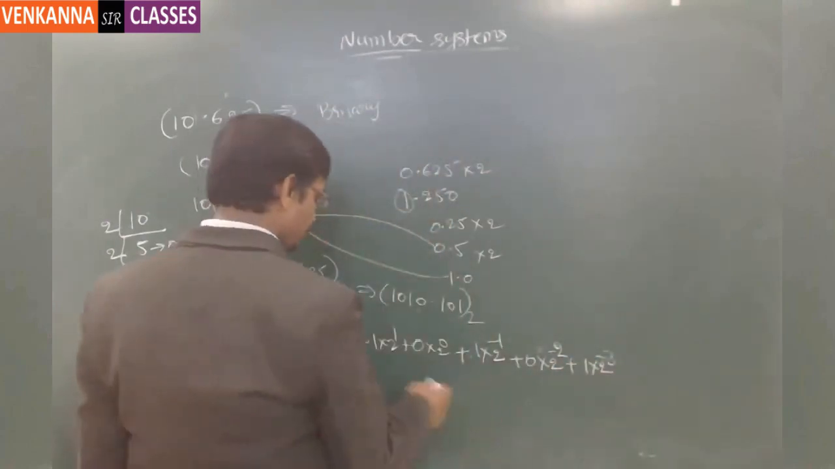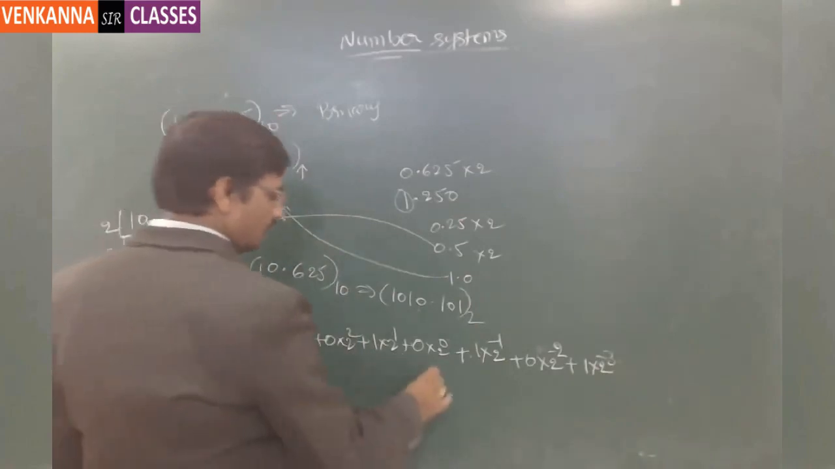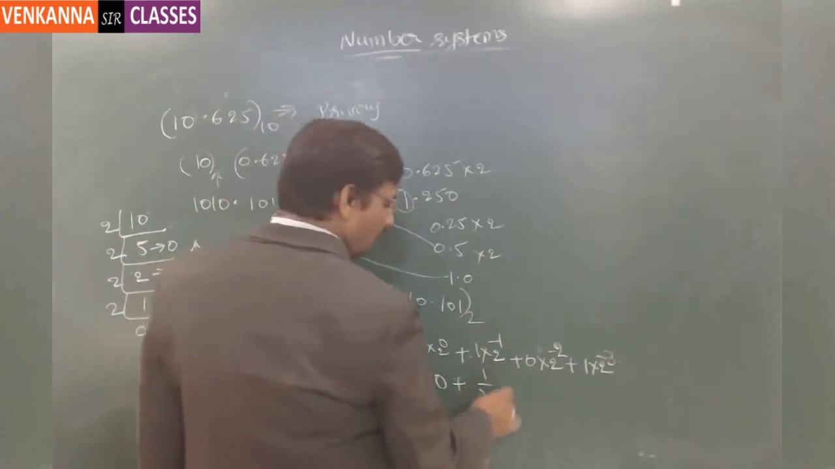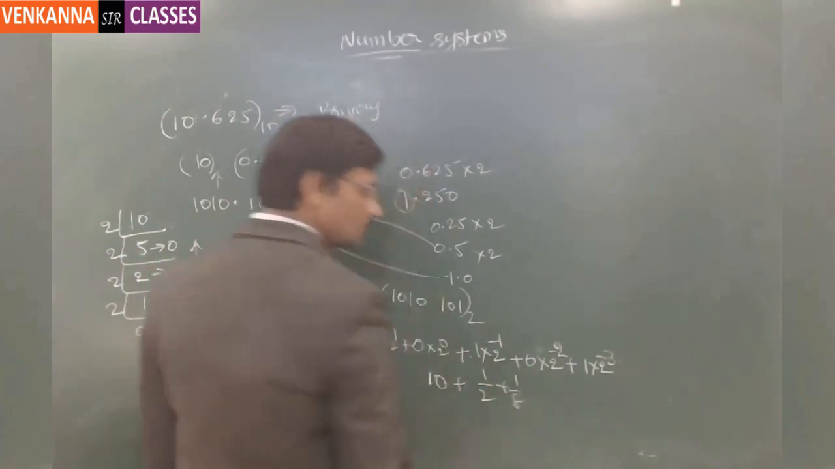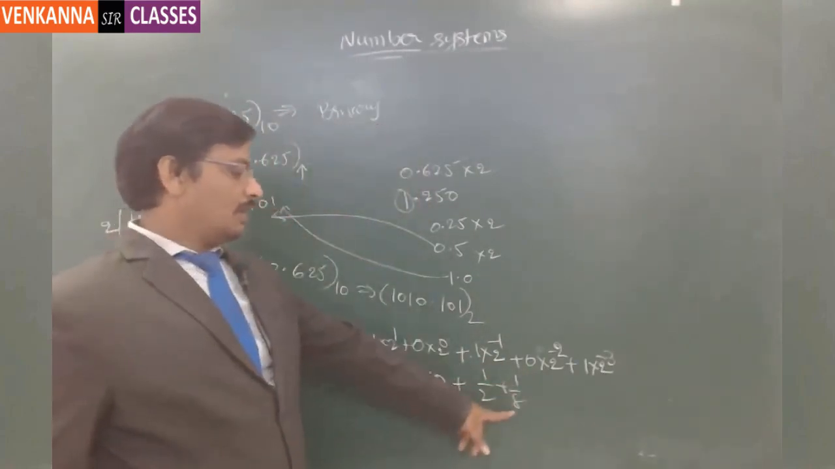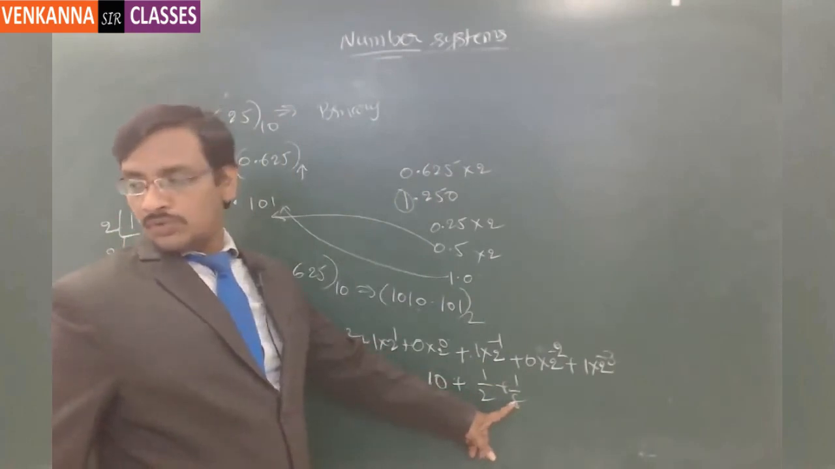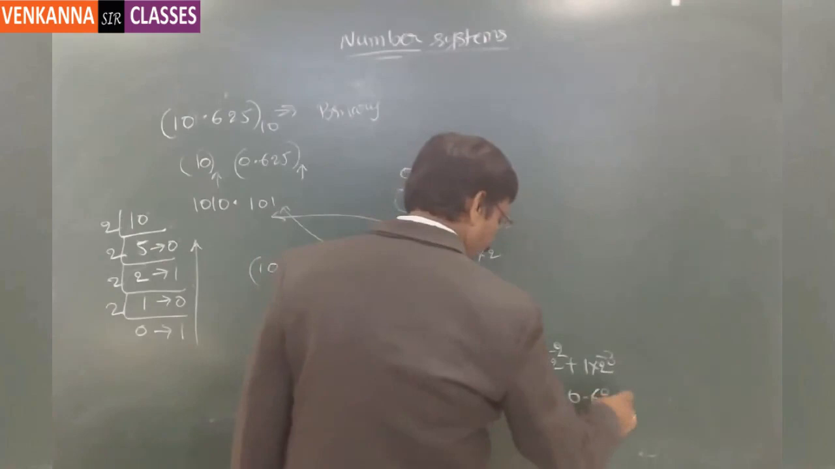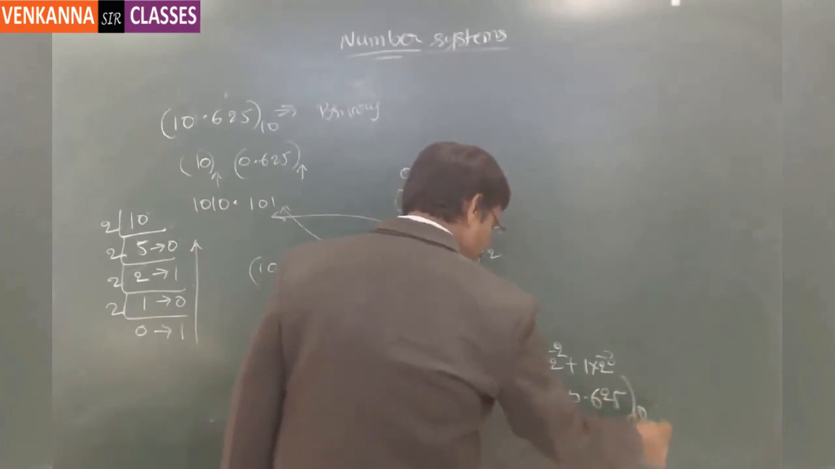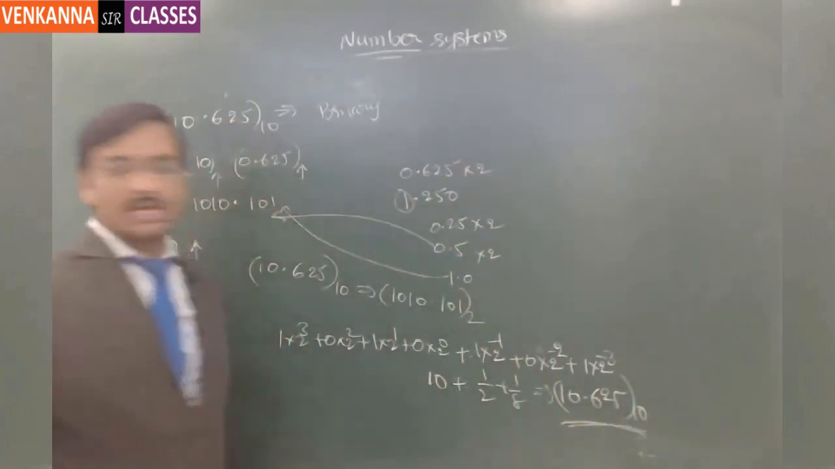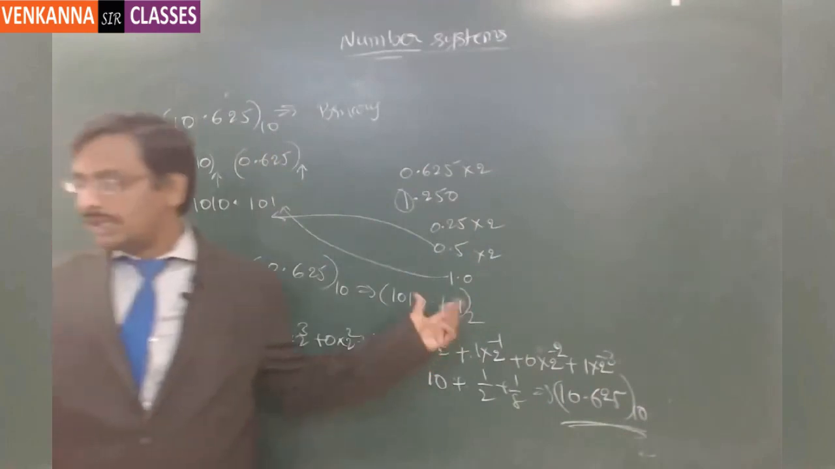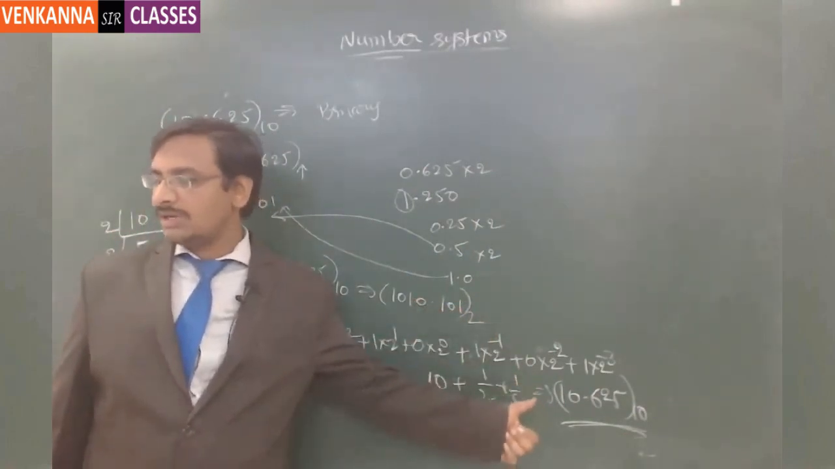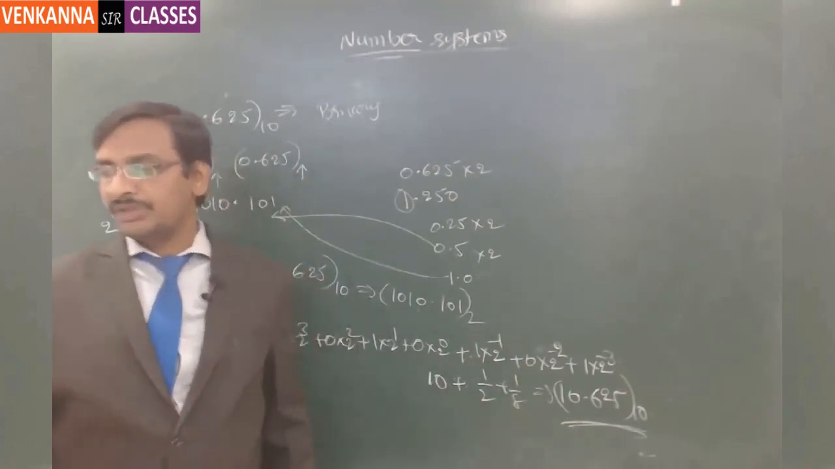The left side, we know, is going to be 10, and on the right side it is 1 by 2 plus 1 by 8. So 1 by 2 is 0.5 and 1 by 8 is 0.125. The sum of this is 10.625, which is the decimal equivalent. So this is how a real binary number can be converted into a decimal real number. Got it? Understood the concept?